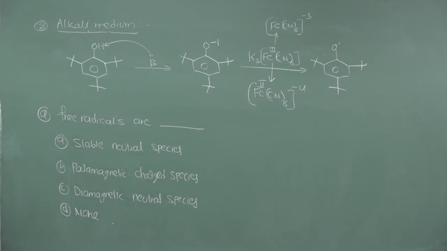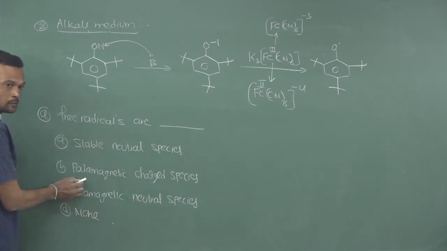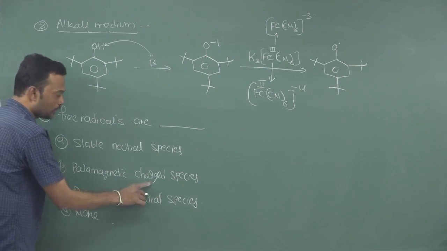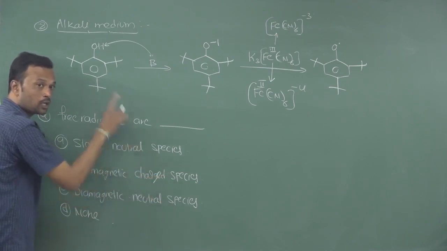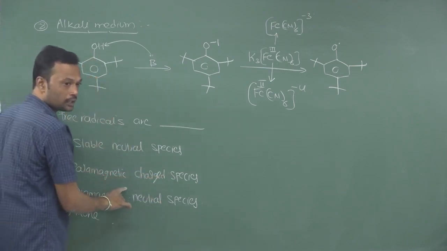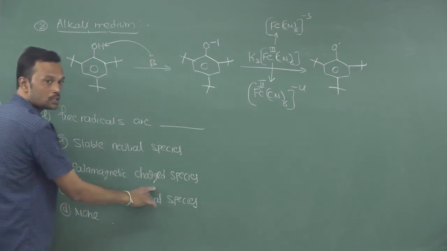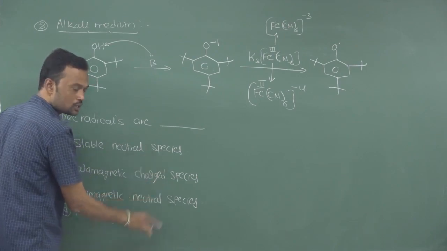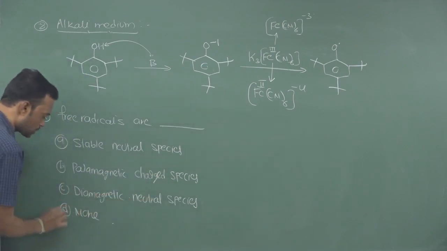Free radicals are what? Is it stable neutral? Unstable neutral. If I say unstable neutral, this option is correct. Is it paramagnetic? Yes, it is paramagnetic. So this option is right. No, it is paramagnetic and neutral, but not a charged species. Be careful. Whatever points I give at the start, you should learn clearly. Paramagnetic, charged: yes, it is paramagnetic, but it is neutral. They are not charged. Now finally, is it diamagnetic? No. Answer is none.